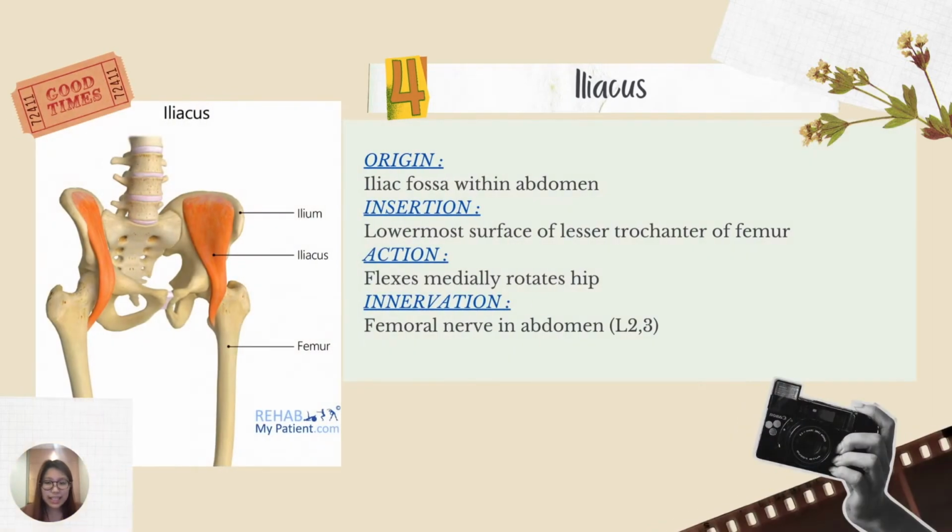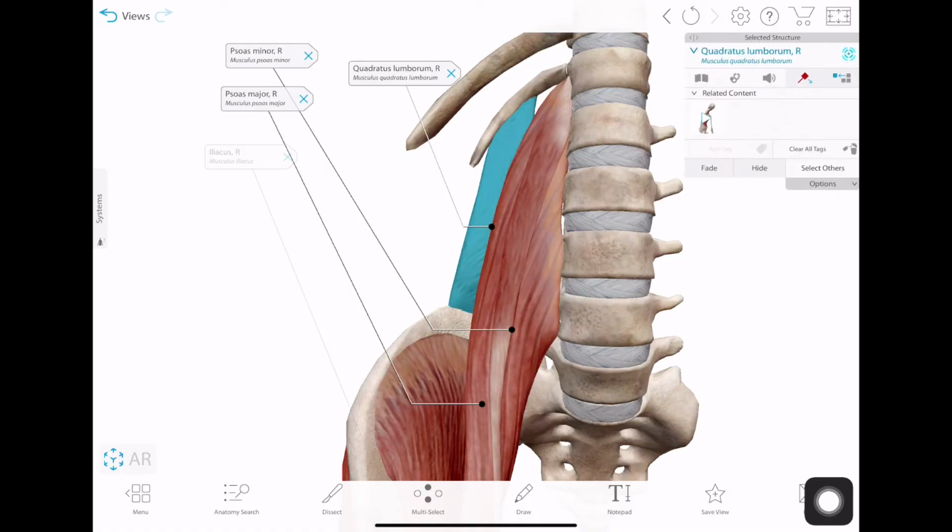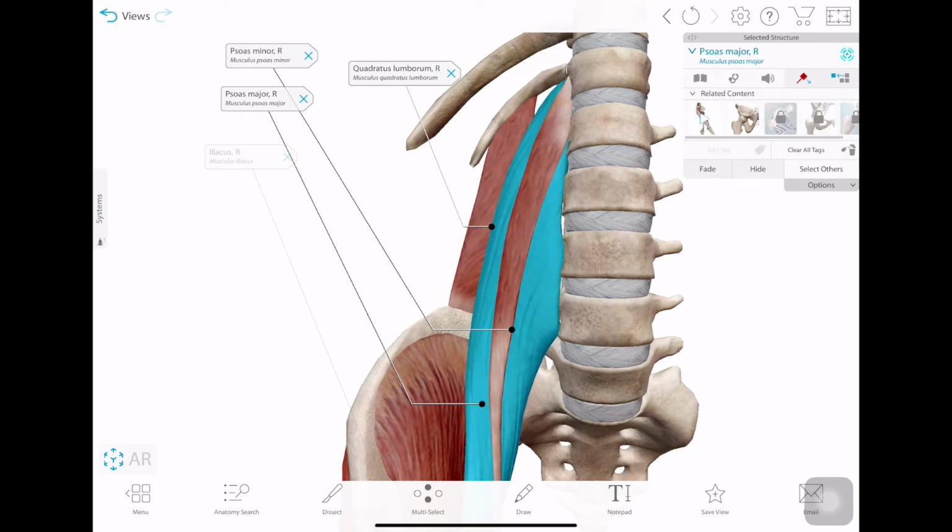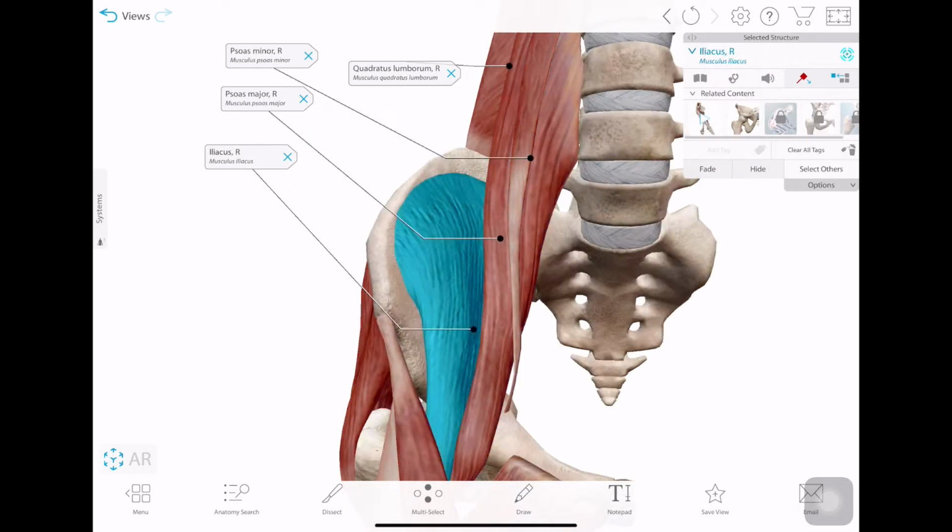So next is the iliacus. The origin is at the iliac fossa within the abdomen. The insertion is at the lowermost surface of the lesser trochanter of the femur. The action is to flex and medially rotate the hip, and the innervation is by the femoral nerve in the abdomen, L2 and L3. So first is the quadratus lumborum, next is the psoas minor, then psoas major, and finally the iliacus.